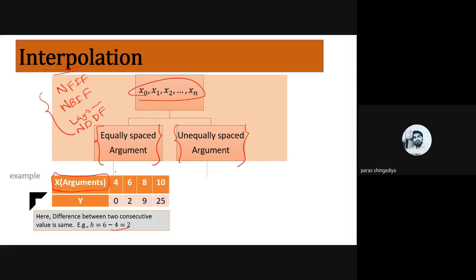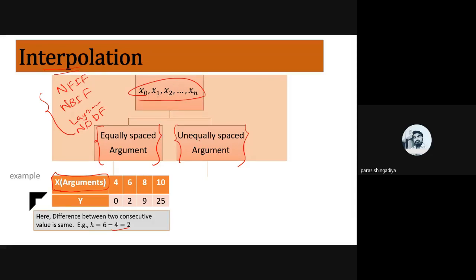In place of that, if I write 1, 2, 3, 4, 5, that is also known as equally spaced data. And if I consider odd numbers 1, 3, 5, 7, 9, and so on, that is also called equally spaced data. So for equally spaced data, we'll use the Newton forward and backward formula to predict the answer.